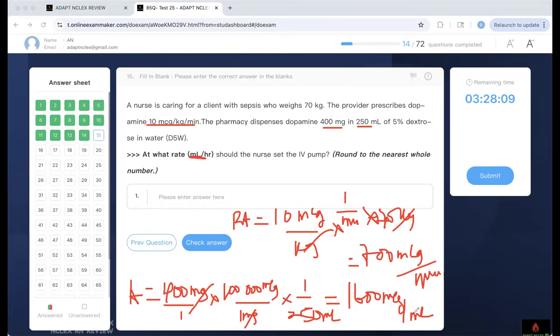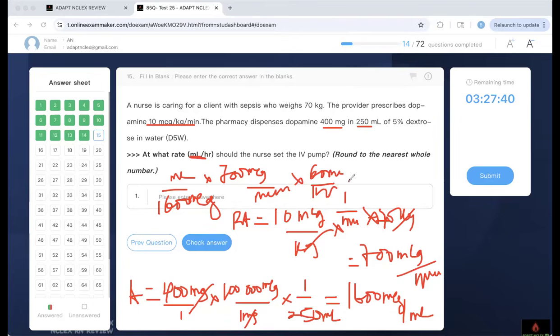Now, we want the answer in ml per hour. Therefore, I will take 1,600 and flip it. If I want the ml on top, I'll put ml over 1,600 microgram. Then I'll multiply it by the 700 microgram per minute. What is the problem? They want hour. So I'll multiply by 60 minutes over 1 hour. This is what is going to give you the answer. If you calculate, you get 26 ml per hour.